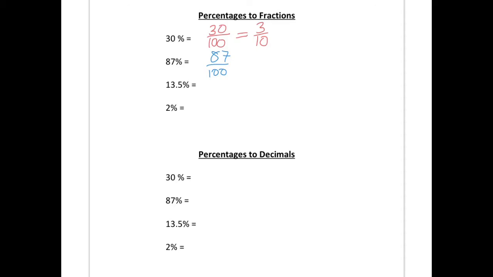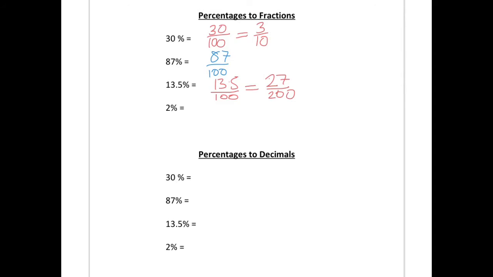It also works with decimals. 13.5% is 13.5 out of 100. Now our only problem here is that we don't like the decimal in this. We don't like mixing fractions and decimals in the same thing. So what I have to do is change that. And we just find an equivalent fraction. So I'm going to multiply top and bottom by 2 to get 27 over 200. And that's as simplified as that gets.